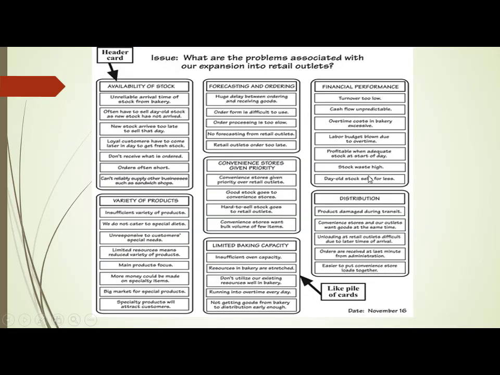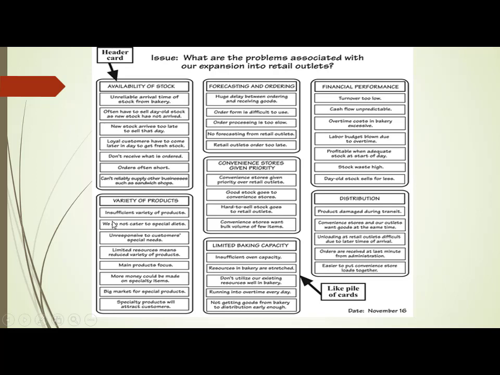See, this is an example of an affinity diagram. See, what I am trying to do here is I am getting ideas for managing my stocks. Okay, so here there are some requirements given, like unreliable arrival time of stock from bakery, often have to sell day old stock as new stock has not arrived. So now all these requirements are with respect to stocks. So what I will do, I'll put them in one group, and that group I will call it as availability of stock.